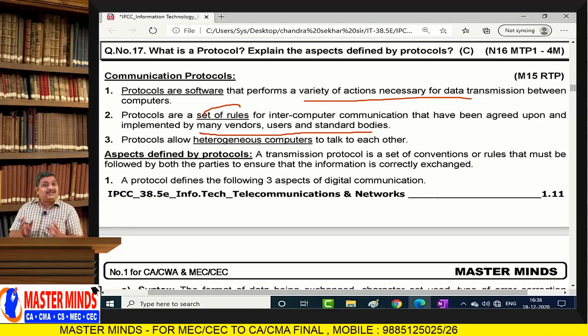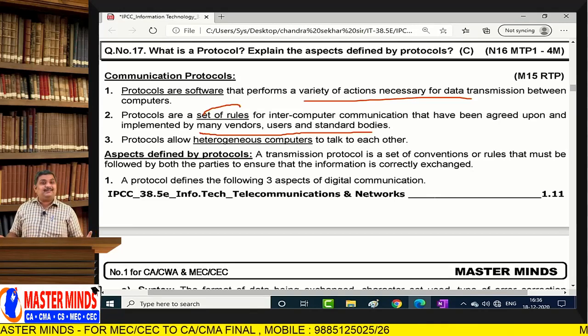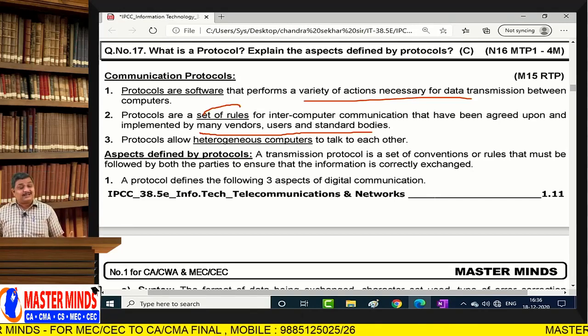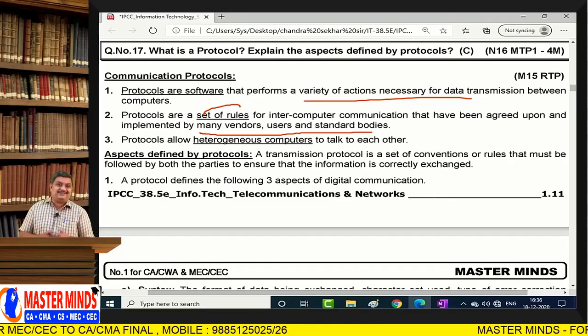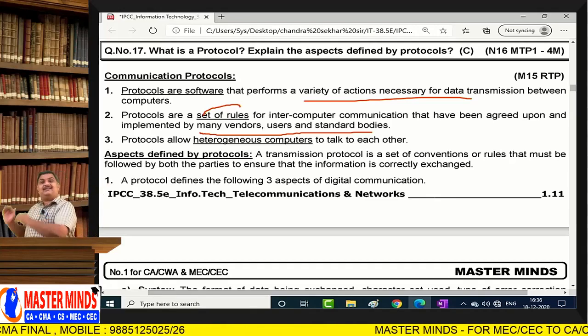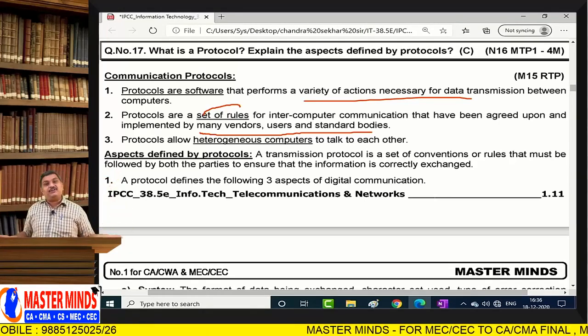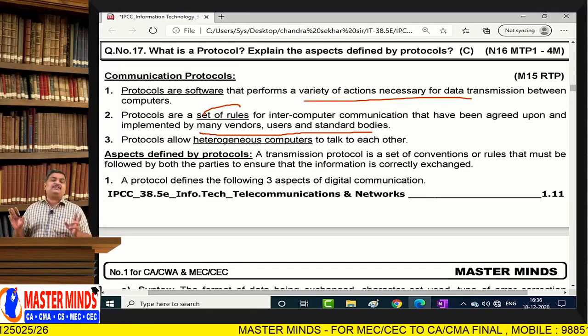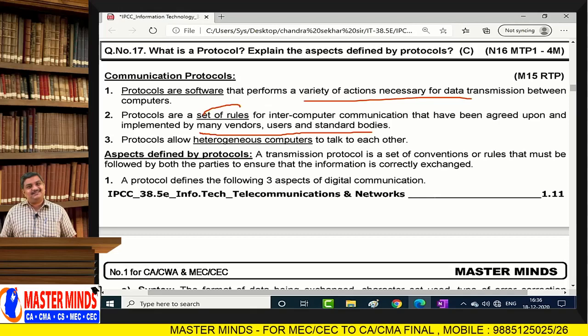Protocols are doing everything. Protocols are behind the screen, behind the doors, behind the curtains. Protocols are like the directors of a movie. The director will not be visible, only the actors will be visible. Likewise, protocols will be at the back, directing everything: what should happen, when it should happen, how it should happen, where it should happen. Everything is directed by the protocols.